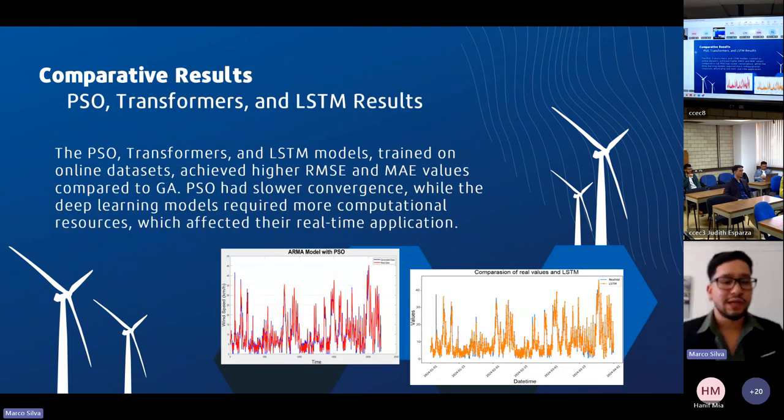PSO, transformer and LSTM results. Compared to the GA model, the PSO, transformer and LSTM models showed higher RMSE and MAE values, indicating less accuracy in wind speed forecasting. PSO also had slower convergence, while the deep learning models, transformer and LSTM, required more computational resources. Despite this, the transformer model demonstrated potential for real-time prediction, with heightened variability due to the data sources.